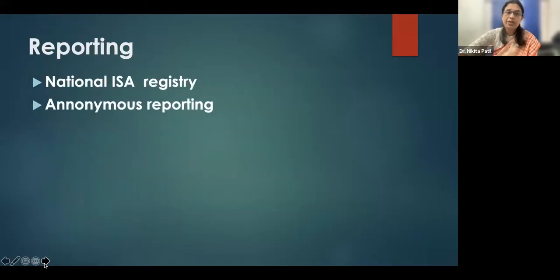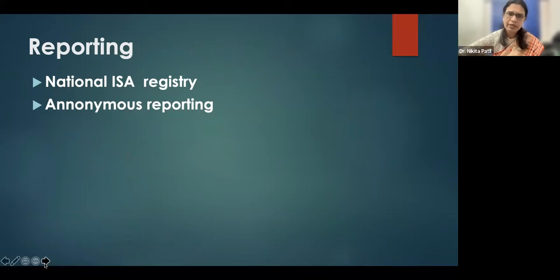Second part, again, our ISA National Registry. Dr. Naveen Malhotra sir has also helped us a lot. He has created this ISA National app. I have also downloaded it, and we can report here anonymously. It is not necessary for us to put down our name. This comes again positively.